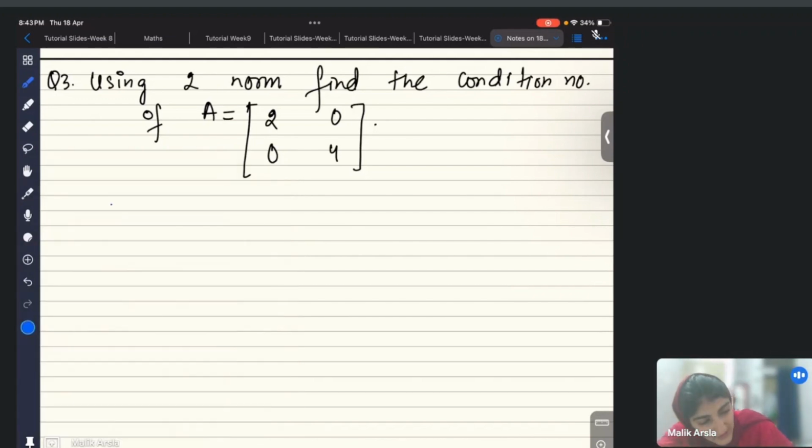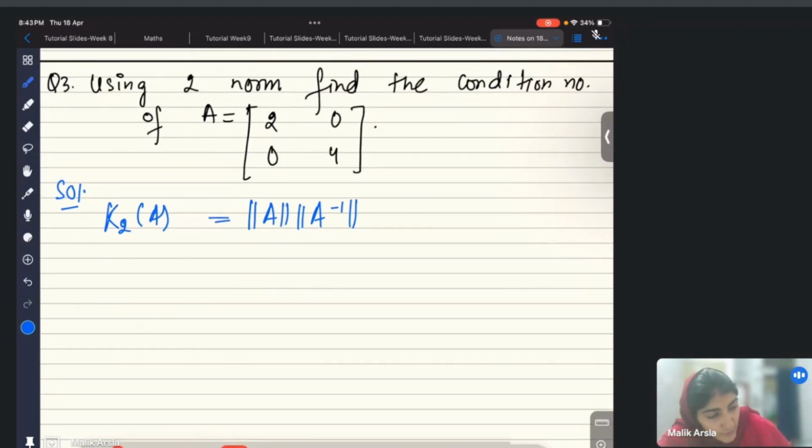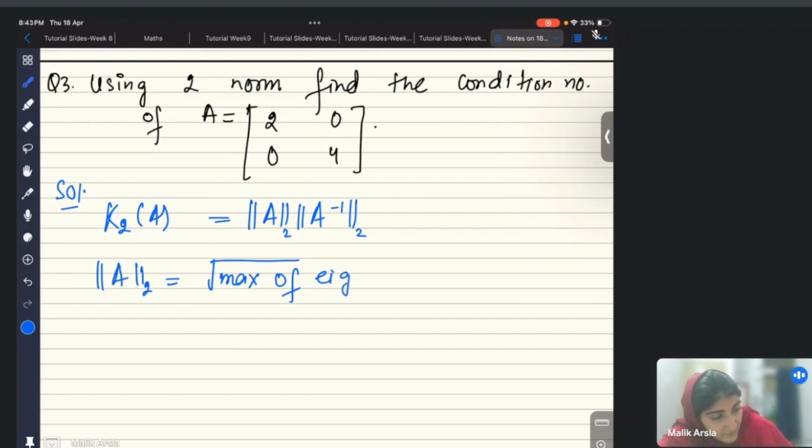We simply know that K2 of A is equal to norm of A times norm of A inverse. Now, by definition, what is the 2 norm of A equal to? We know that the 2 norm of A is equal to the square root of the maximum eigenvalue of A transpose A.